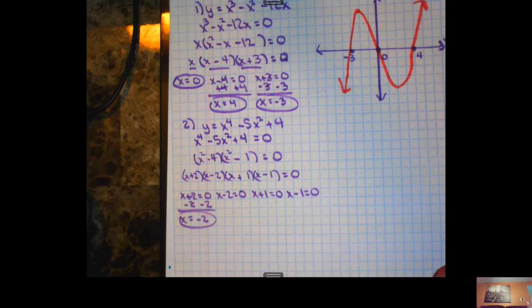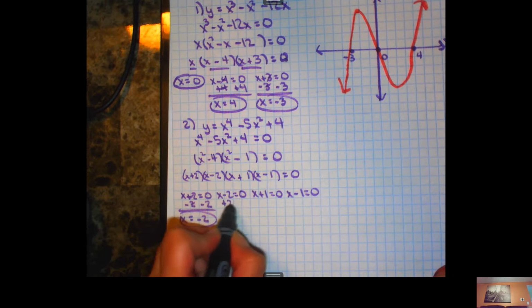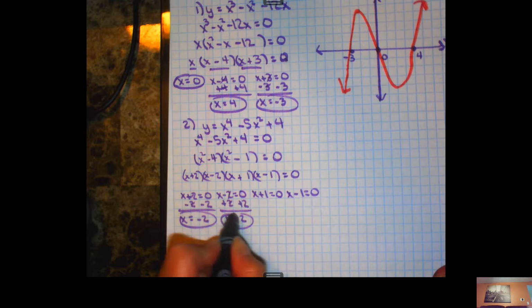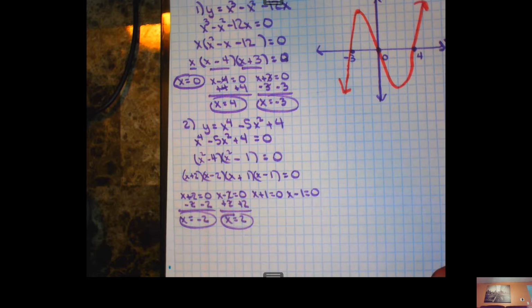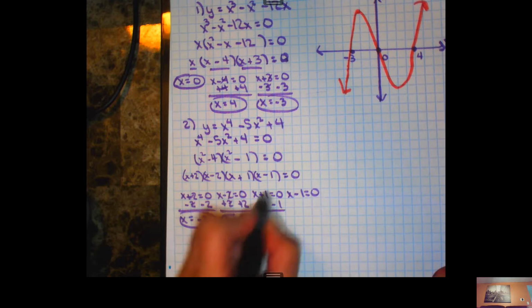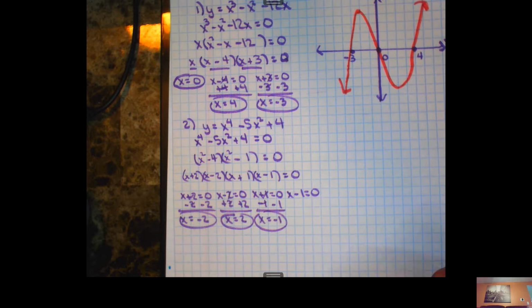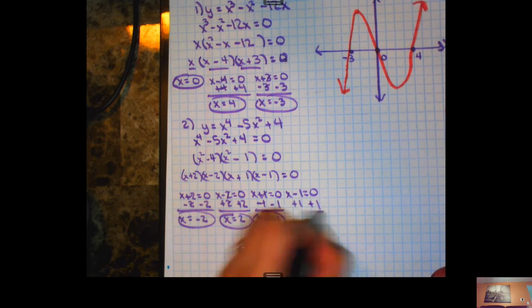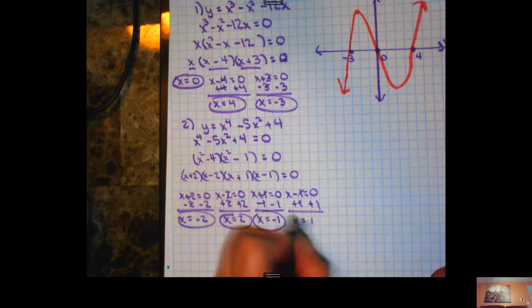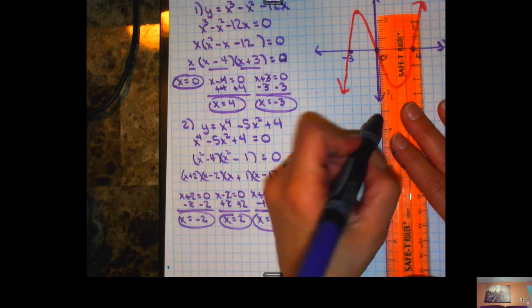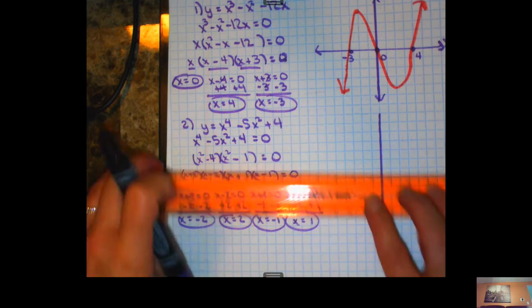First answer is -2. Second answer I add 2 to get x equals 2. Third answer I subtract 1. I get x equals -1. And fourth answer I add 1, so x equals 1. Those are my zeros. So now I can take my ruler, make a little graph out of this.